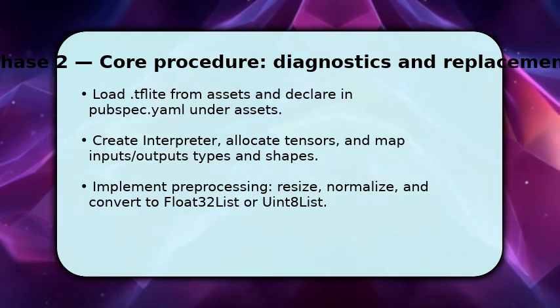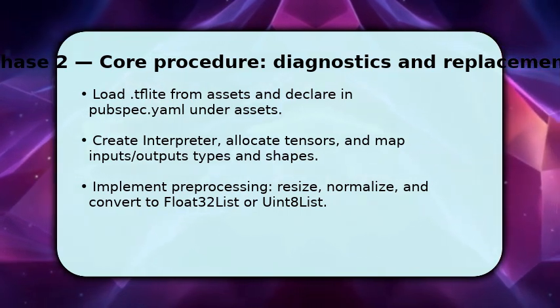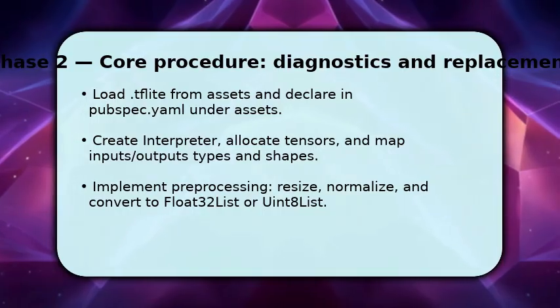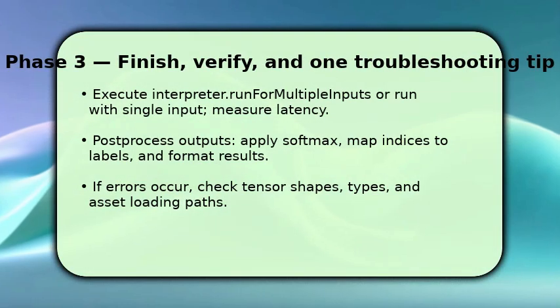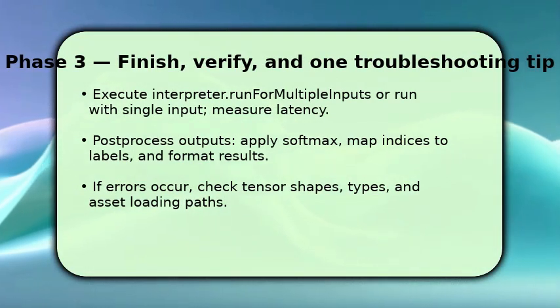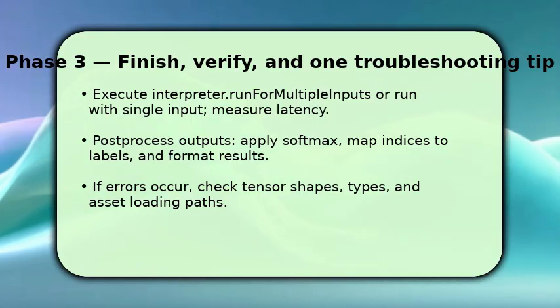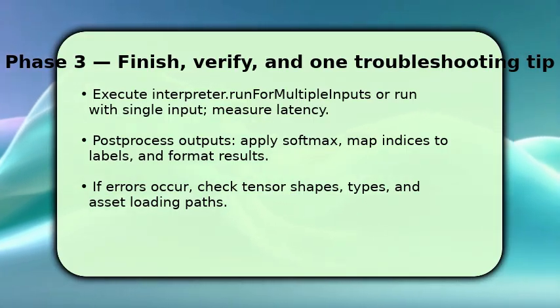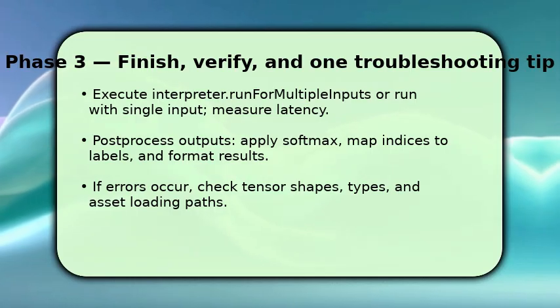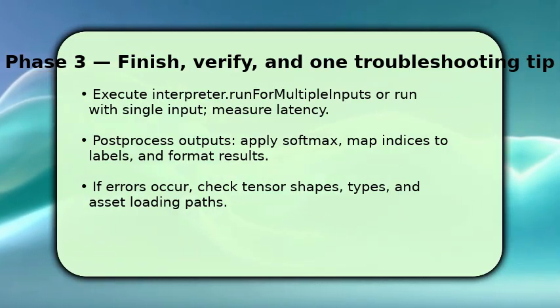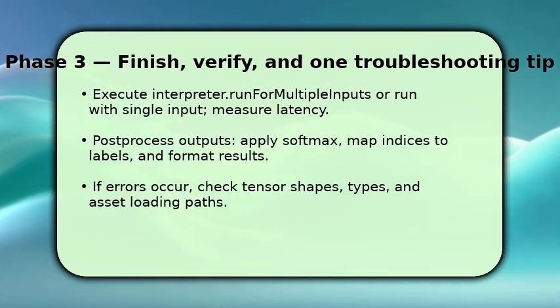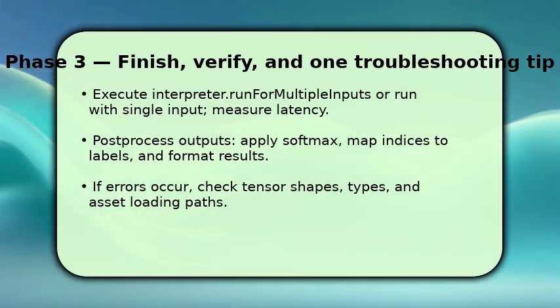Once the pipeline is wired, finish by running inference and presenting results to the user. You call interpreter.run, or runForMultipleInputs with your prepared tensors. Measure latency to ensure performance targets. Once you have raw outputs, post-process them. Apply softmax if needed. Convert scores to percentages, and map top indices to human-readable labels. Finally, integrate results into the UI and handle threading so the UI remains responsive.